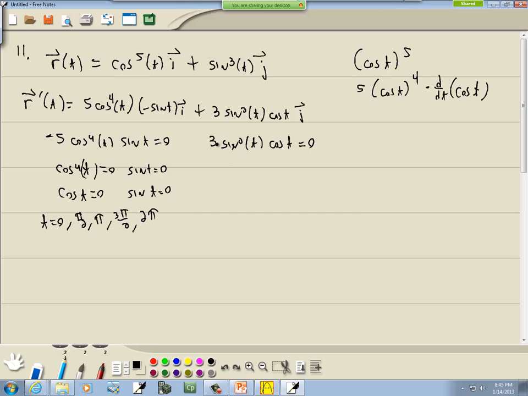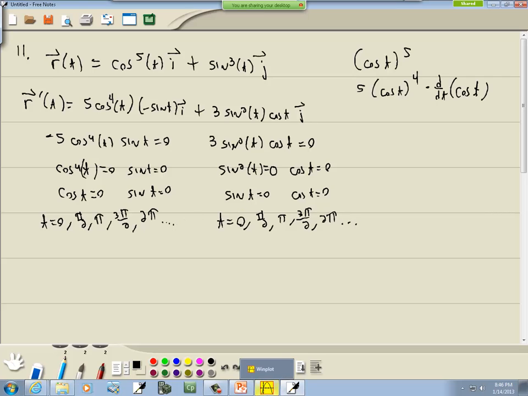Same thing here. Drop the 3, set each one of these equal to 0. So I got sine squared t equal to 0 and cosine t is equal to 0, which would give us sine t is equal to 0 and cosine t is equal to 0, which gives us the same values. So you got t is equal to 0, pi over 2, pi, 3 pi over 2, and 2 pi. And this keeps going forever, by the way, and this one does too. And they both have the same values. You notice where it's not smooth is where these have the same values.